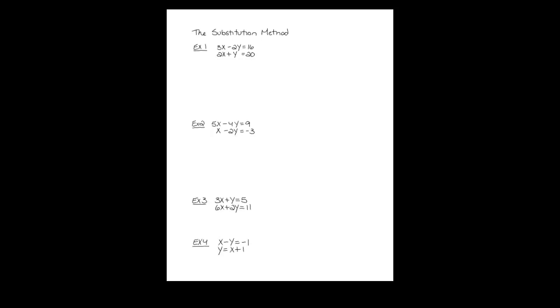Now, in the substitution method, step 1 really is the most important step in the entire process. You want to solve one of the equations for one of the variables in it. Now that means you can solve for this x, this y, this x, or this y. Now you want to choose wisely. If possible, you want to make this process as easy as you can.